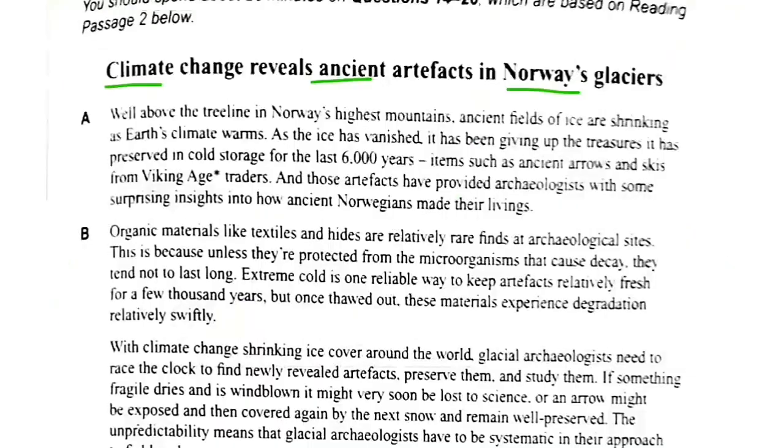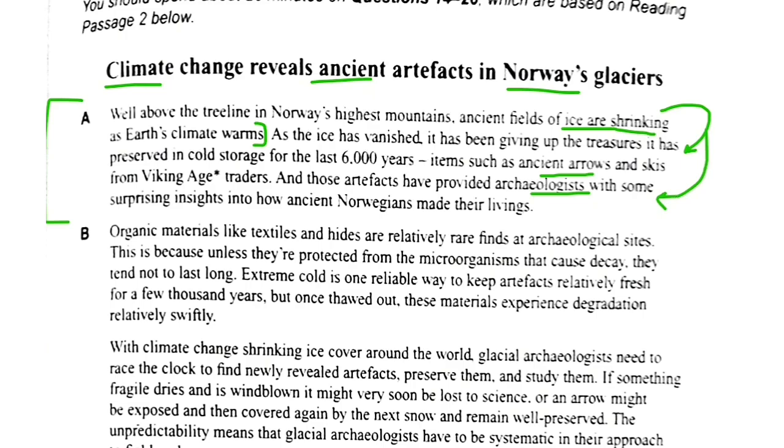Now we'll be moving into the passage. This is the first paragraph. So first we'll read the paragraph. Well above the tree line in Norway's highest mountains, ancient fields of ice are shrinking. So this is your heading. As the ice has vanished, it has been giving up the treasures it has preserved in cold storage for the last 6,000 years. Items such as ancient arrows and skis from Viking Age traders, and those artifacts have provided archaeologists with some insights into how ancient Norwegians made their lives. So ice is shrinking, ancient arrows and skis are being revealed, and archaeologists are getting some surprising insights.